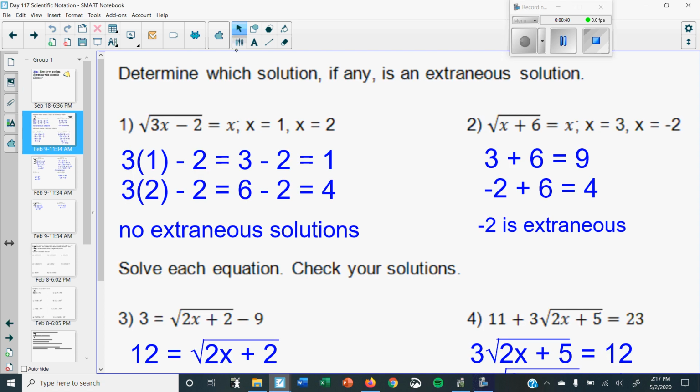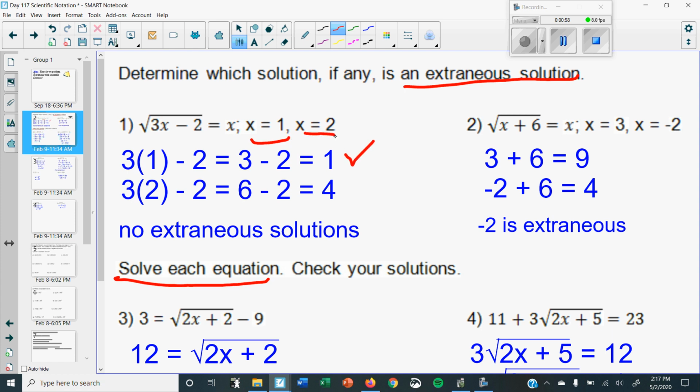So, extraneous, let's check it. Again, if the question's asking are any extraneous, then you should talk about extraneous. But if it's just saying solve the question, just solve it and don't talk about extraneous. So, for number one, when you try out one, it worked. When you tried out two, it also worked. So there were no extra.